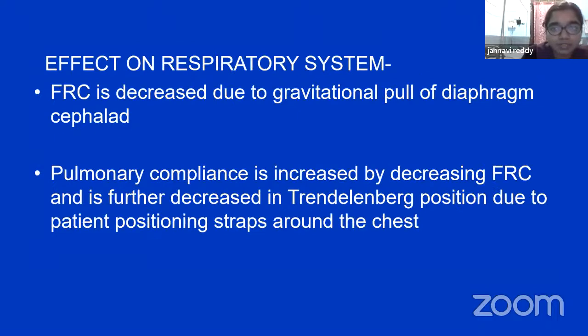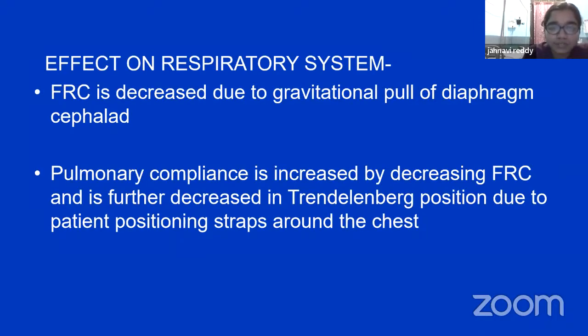Next, effects on the respiratory system in Trendelenburg position. Functional residual capacity is decreased. It is because when the patient is placed in Trendelenburg position, the diaphragm is pulled up and it will cause pressure on the lungs, and it will lead to reducing of functional residual capacity, which in turn decreases the pulmonary compliance, which decreases the functional residual capacity further, and ventilation perfusion mismatch will happen in this. So we should take care when the patient is in Trendelenburg position.